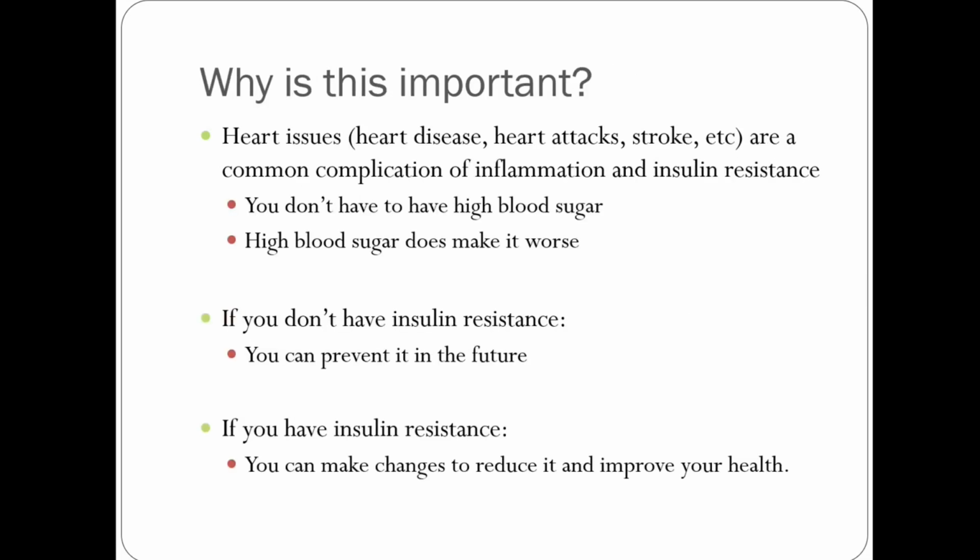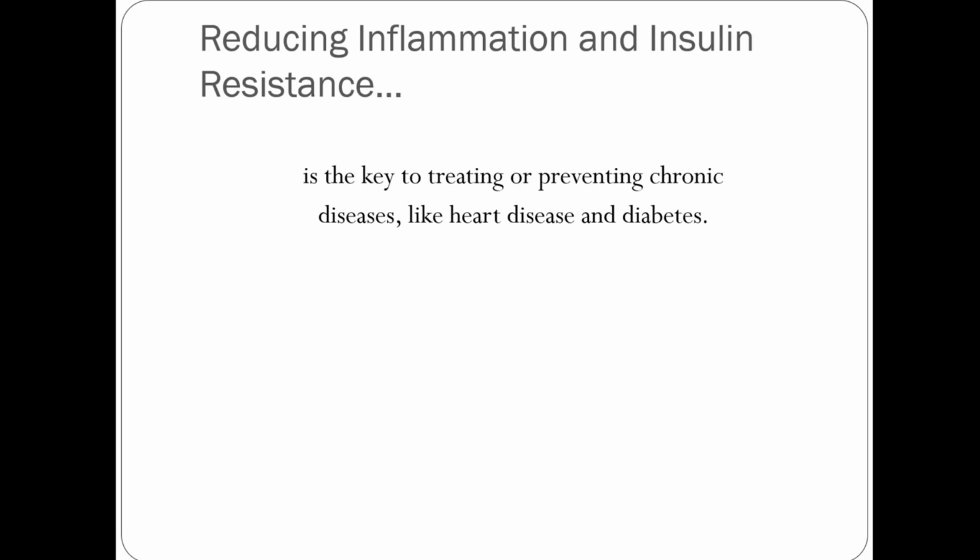This is important because heart issues are a common complication of inflammation and insulin resistance. You don't necessarily have to have high blood sugar, but high blood sugar does make it worse. If you don't have insulin resistance, we can prevent this in the future. And if we already have some insulin resistance, we can look at some changes to help reduce the inflammation and the resistance to improve our overall health. Reducing inflammation and insulin resistance is key to treating and preventing chronic diseases, particularly heart disease and diabetes.